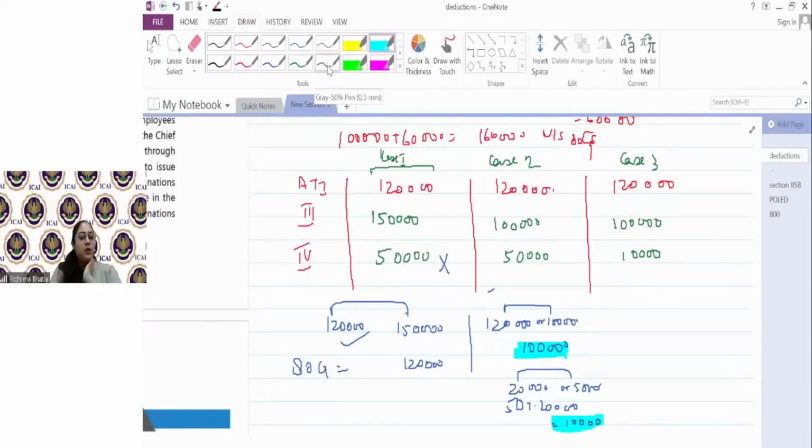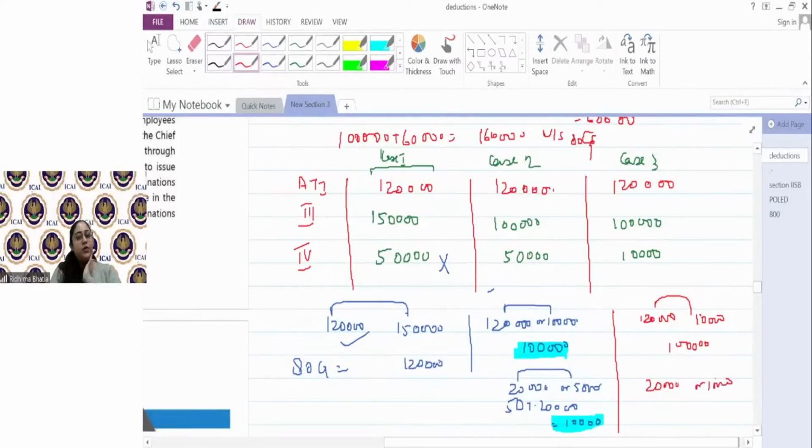ठीक है. Then next, 120 और 1 लाख में से ऑब्वियसली 1 लाख पूरा मिल जाएगा. एंड फिर कितना बचा? 20,000 और 10,000 विच इज लोअर 10,000. सो 10,000 का 50% 5,000 मिलेगा. सो टोटल 1,05,000 आ गए अंडर 80G. So this is the entire understanding of 80G.